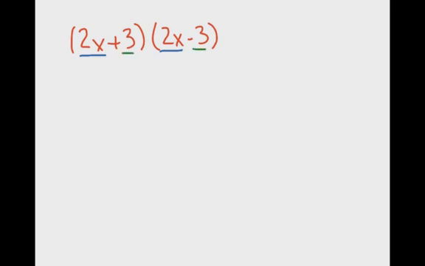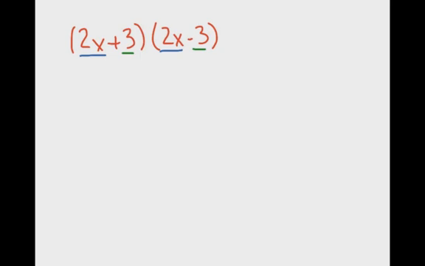Now we'll do an example. We are doing 2x plus 3, and then the other one is 2x minus 3. Notice that our a's have to be the same in both. Both of them are 2x, and our b's are both 3. The only thing that is different in the two parentheses is the first one is plus, and the second one is minus.